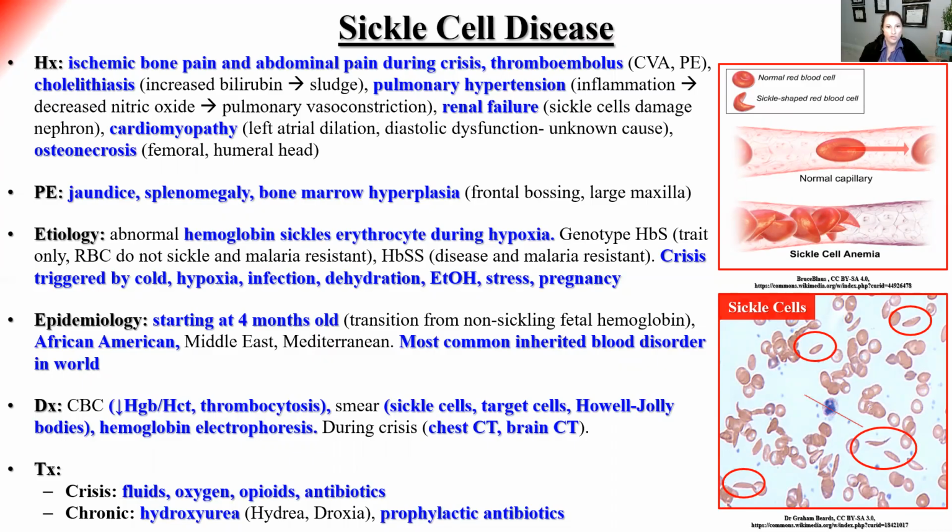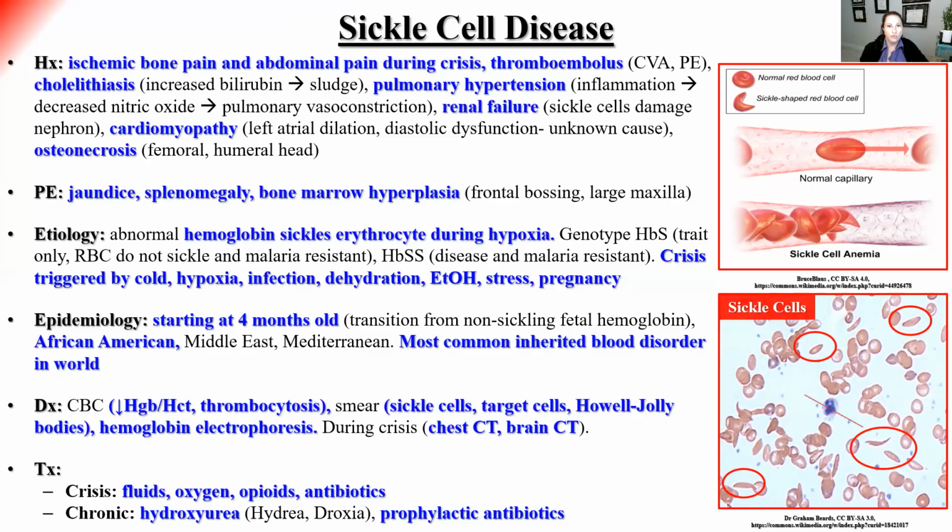They are also at higher risk for pulmonary hypertension because they get this inflammatory process. This decreases nitric oxide and causes pulmonary vasoconstriction. So they will eventually develop pulmonary hypertension. They are also at higher risk for renal failure because the sickled cells will damage the nephron in the kidney. Cardiomyopathy is also common in patients with sickle cell disease. They develop left atrial dilation and diastolic dysfunction. Right now, we are not sure what the cause of that is.